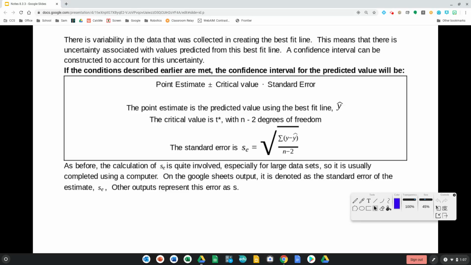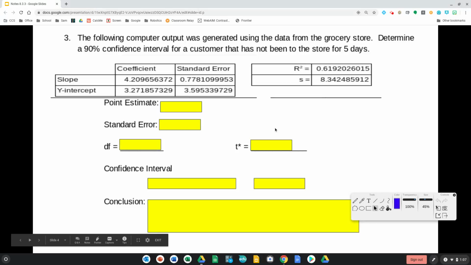It's the third row down, the second one over. That's the standard error of the estimate. That's the SE, or sometimes it's just called S when we look at those outputs. So that's the number we're going to want to look at when we start to make our confidence interval.